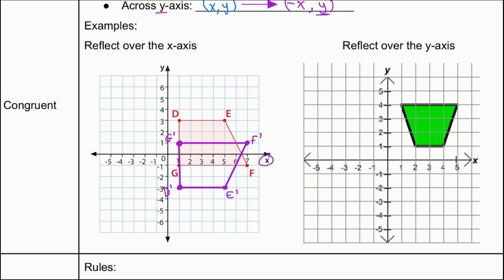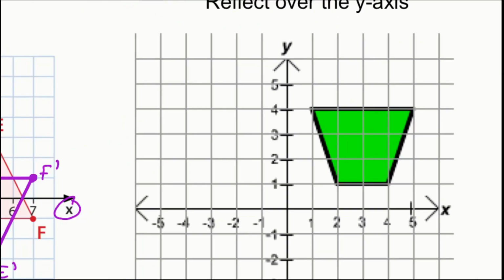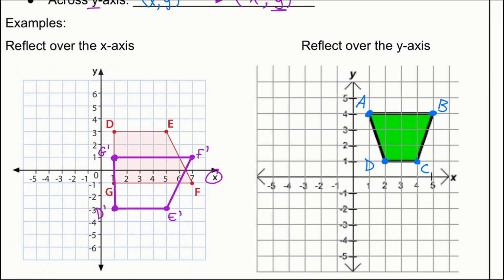Before we do this, let me label. Sorry. So let's call this A, this is B, this is C, and this is D. Okay. Now, pause the video and reflect this across the y-axis.